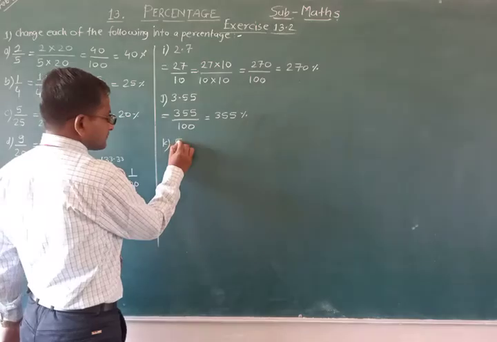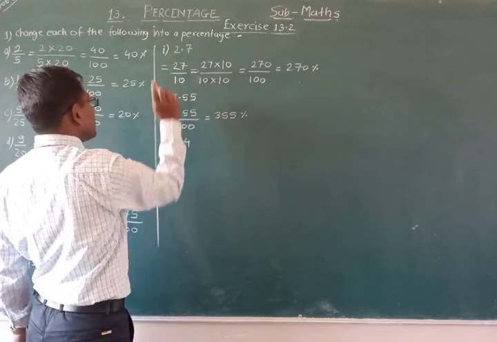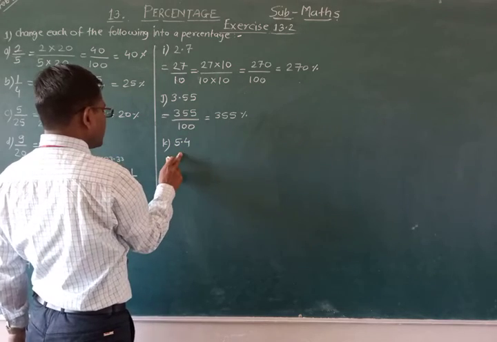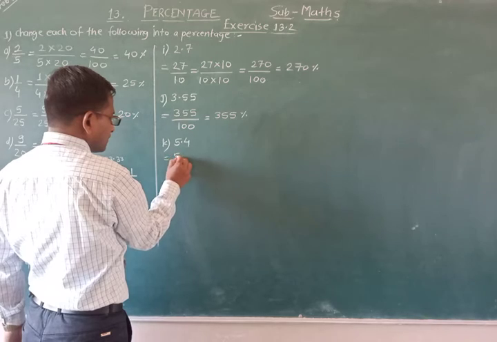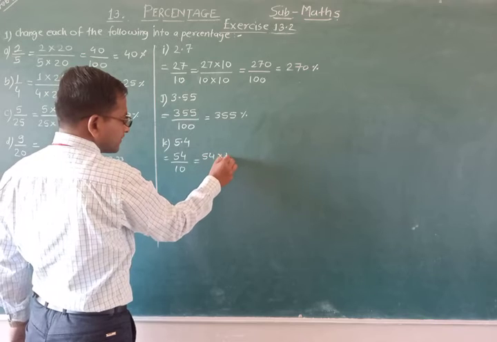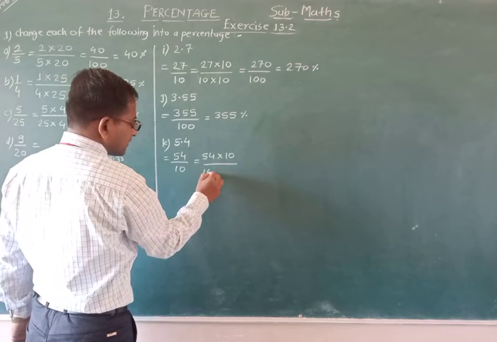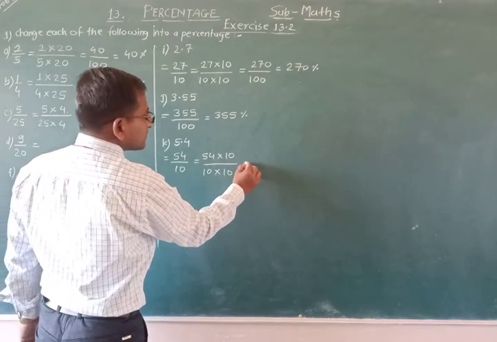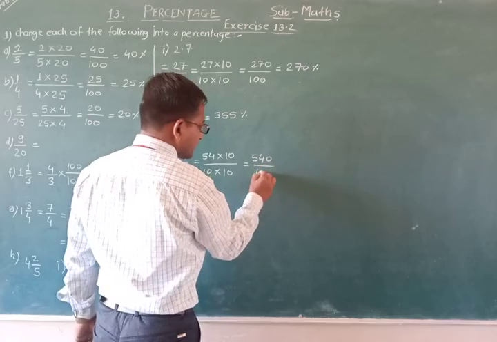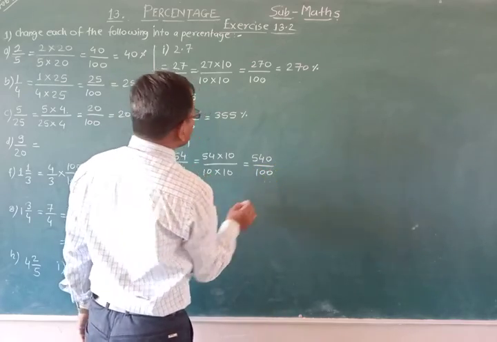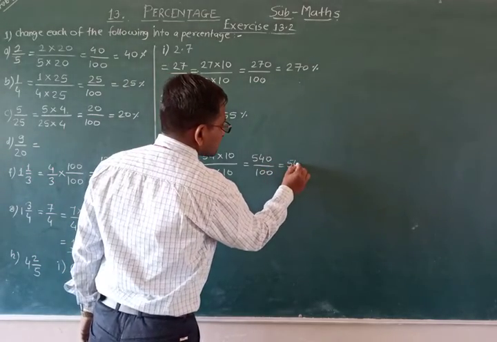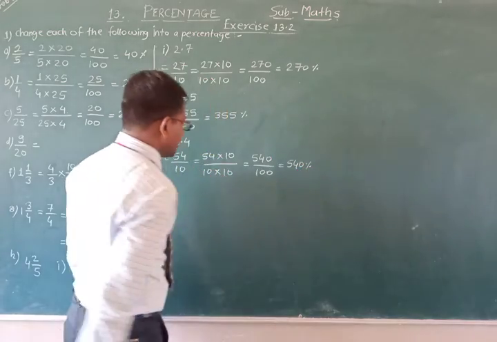Then 5.4. You solve it first, in the same way. Here the decimal point is after one digit, so 54 upon 10. Then 54 multiplied by 10, and in the denominator 10 multiplied by 10. Then we get 54 tens are 540, 10 tens are 100. So we get the answer 540 percentage.